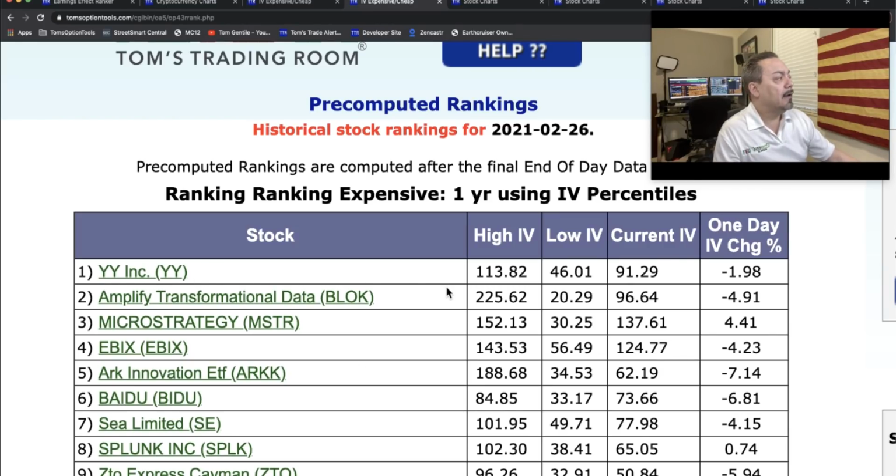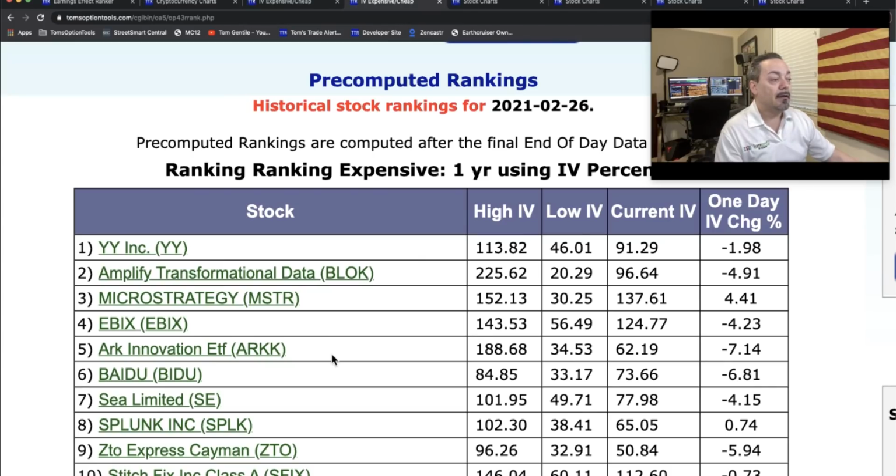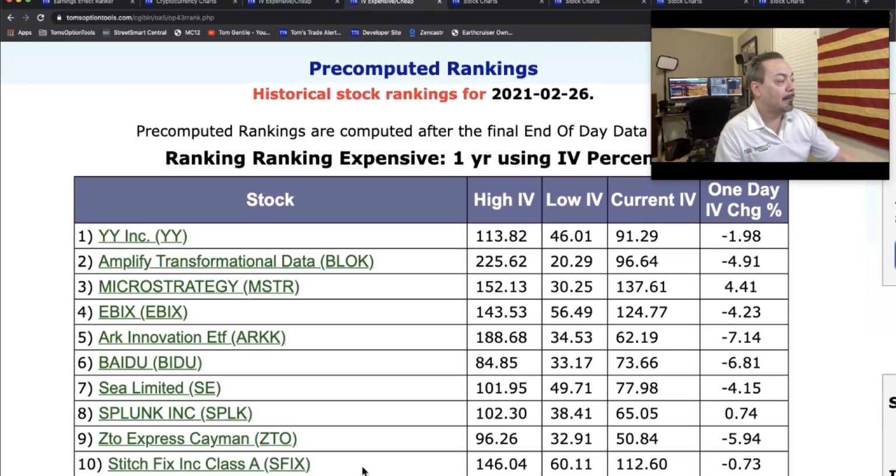YY Inc., number 1 on the list right now in terms of its implied volatility: here's high 113, here's low 46, and here's current 91.29. Amplifies here at number 2. MicroStrategy number 3. EBIX. ARK Innovation. That doesn't shock me, with all the news around Cathie Wood's investing strategy and crowding into certain sectors, ARK is going to be in here. At least one of their ETFs is going to be in the top 10. Baidu, C Limited, Splunk, Zeta Corp, and Stitch Fix down at the bottom.